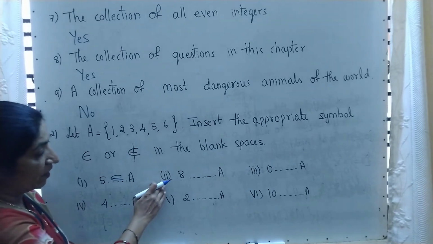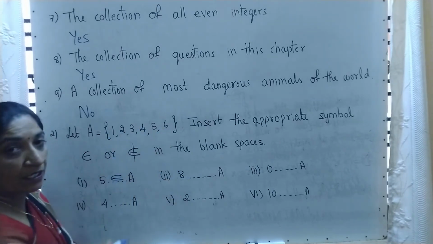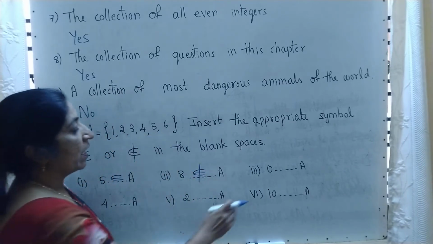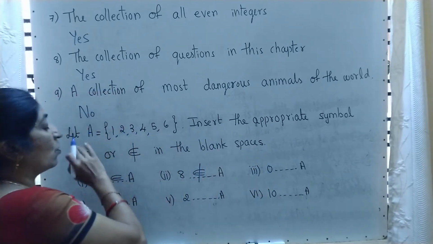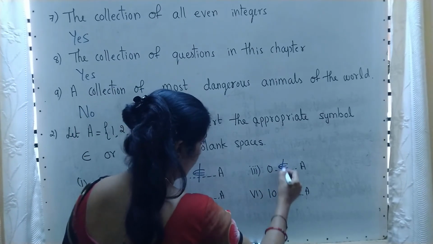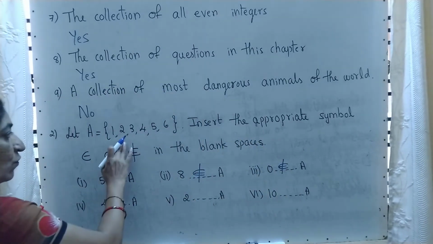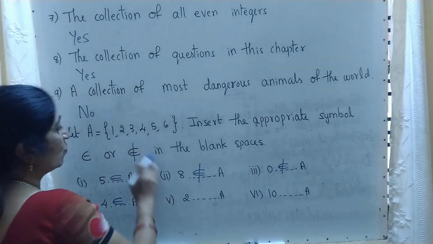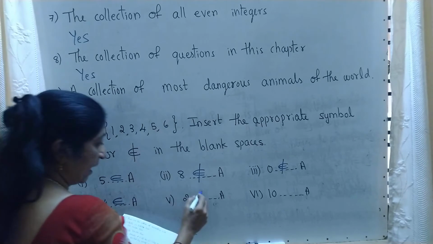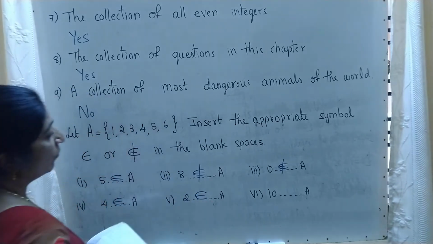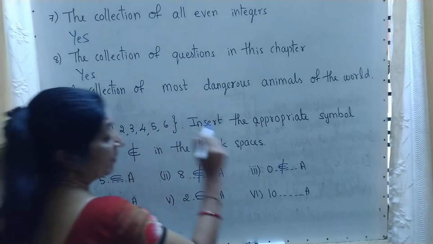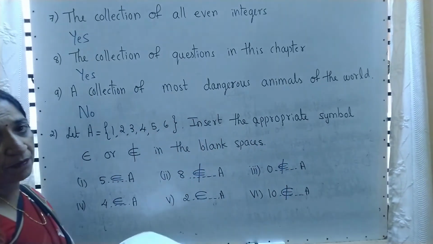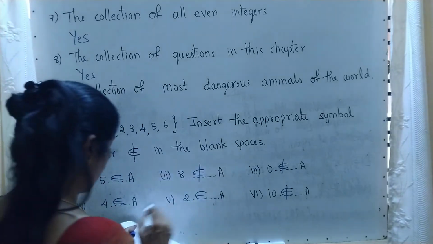Moving to the second one, 8. Is 8 present in the set A? No, it is not in the set A. So does not belong to. And what about 0? 0 is not in the set. So does not belong to. Next, fourth one, 4. 4 is an element of A. So it belongs to. 2 is also present in the set A. What about 10? See, 10 is not present in set A. So it does not belong to A. This is very simple if you know the concept.